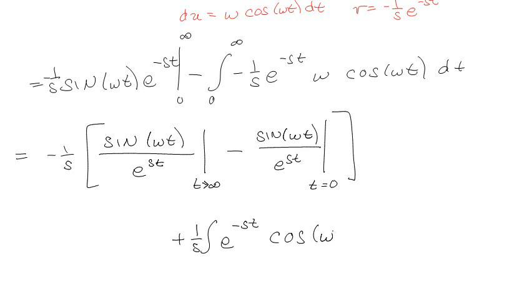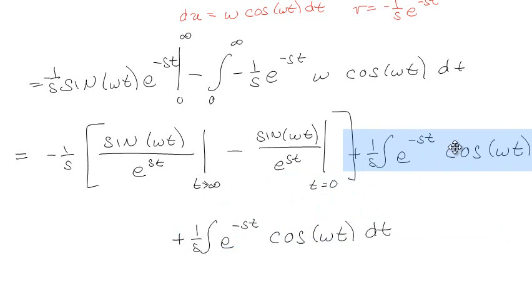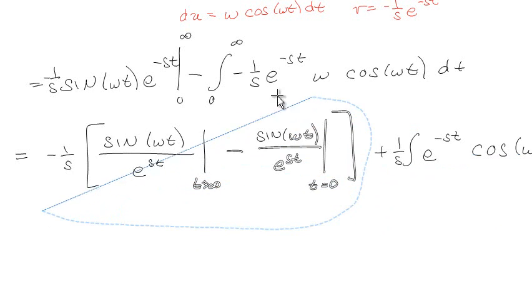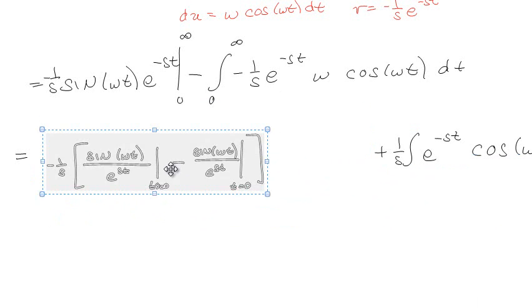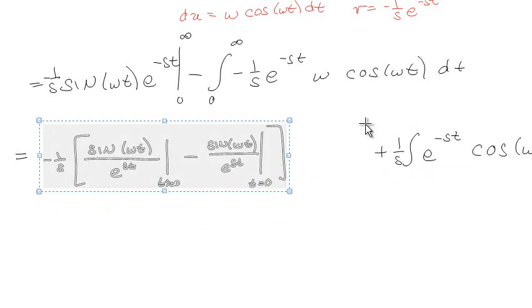Okay. So 1 over s e to the minus st cosine. I wish this all fit on one line. I have the technology to make that happen. I think I will make that happen. That was just unnecessarily large. There we go.